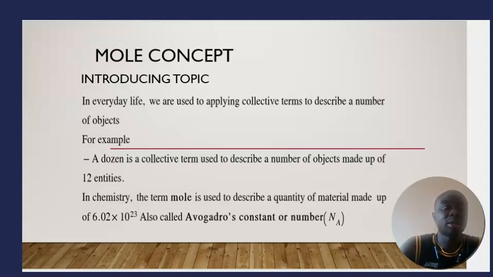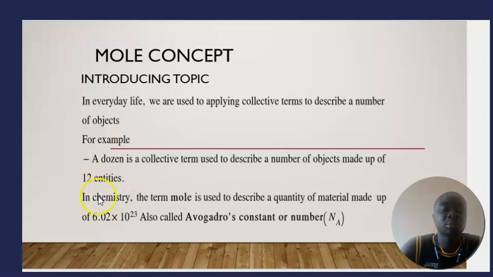Now, for mole concept, in our everyday lives, we are used to applying collective terms to describe a number of objects. For instance, when you hear a dozen, what comes to mind is 12 entities or 12 objects. So when I say a dozen of X, it means I'm talking about 12X. In the same way, when you hear percentage or cent, the word cent represents what? 100. So the total percentage is 100. So the cent or the percentage is a collective term used to represent 100 objects or entities.